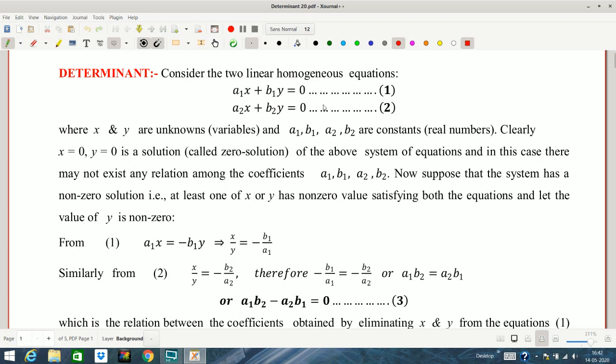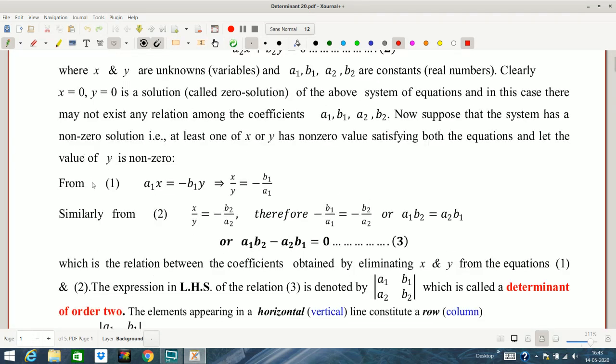But this system may have a non-zero solution also. Suppose this system has a non-zero solution. That is, at least one of x or y has a non-zero value, satisfying both the equations. And let the value of y be non-zero. In this case, we shall see that there is a relation among the coefficients a1, b1 and a2, b2.